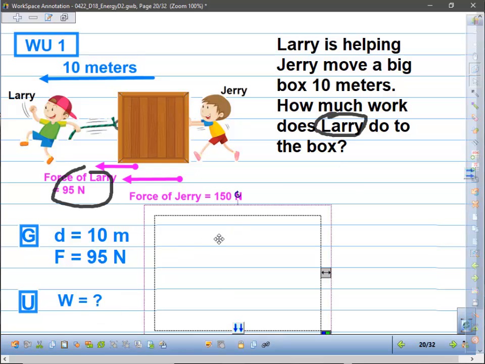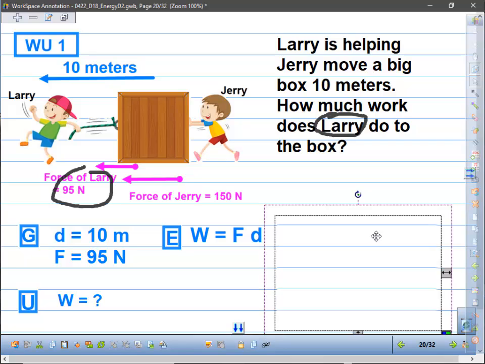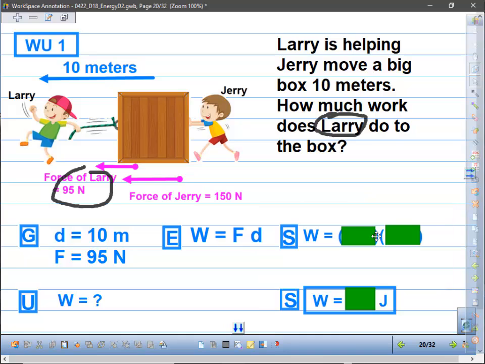Okay, now your equation, in this case, again, it's just going to be work equals force times distance. So go ahead and copy that down. It's the newtons times the meters. Now over here, we're going to use GUE, that's good, and then S, GUESS. The S is for substitute, okay? So now you're going to substitute and then plug in your calculator and solve for work.